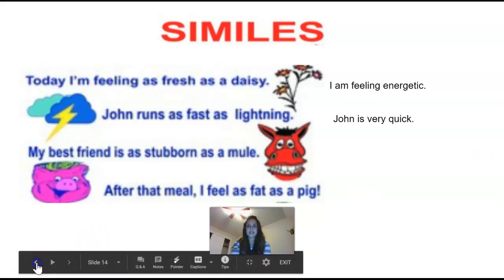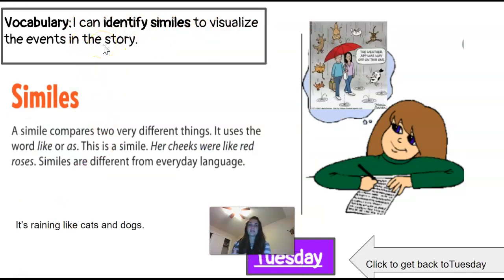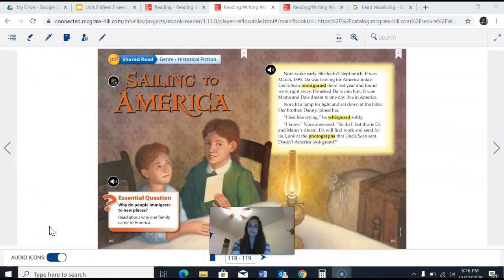So let's go back to that I can statement. I can identify similes to visualize the events in the story. So again, similes help us to do what? You got it. Visualize the events in the story. We are now back in our text, and we already read this text for the gist when we were identifying features of the genre. So we're now going to close read with the purpose to just identify similes.